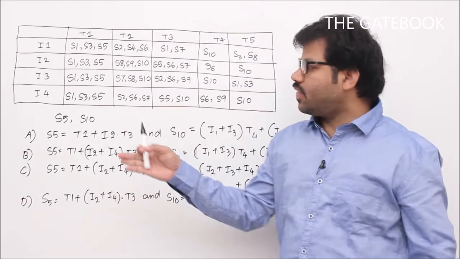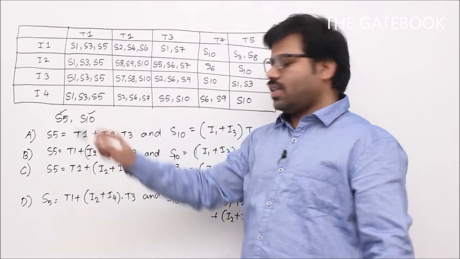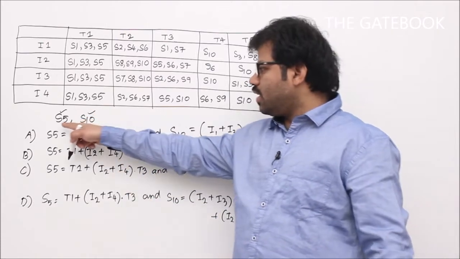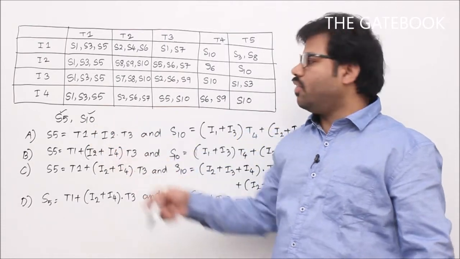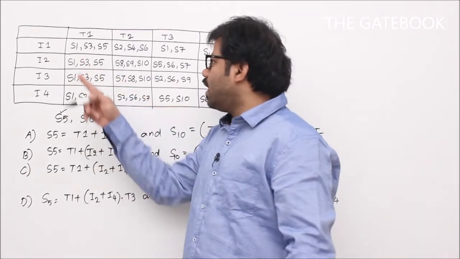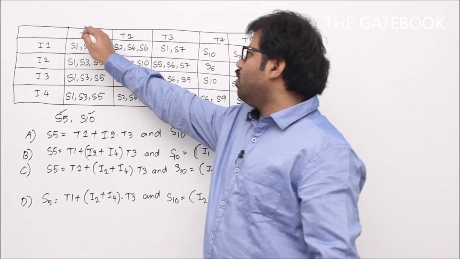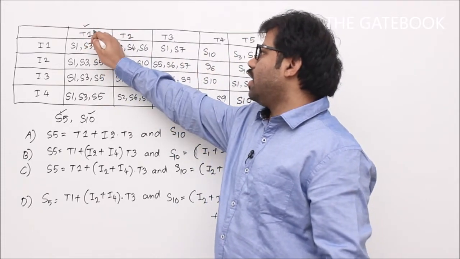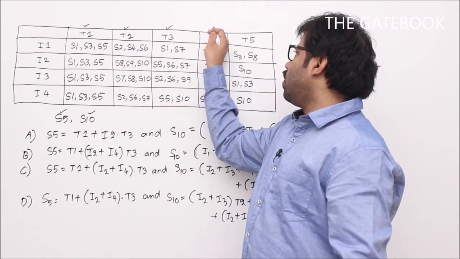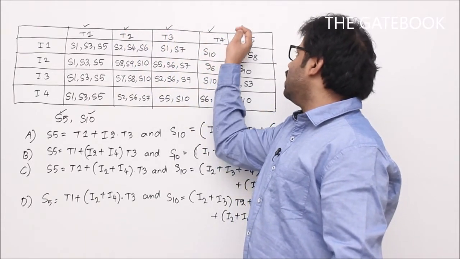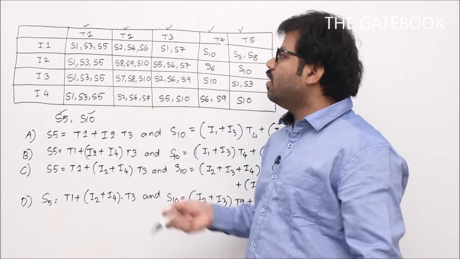See this question. In this question we have to find the equation for S5 and the equation for S10. That means when to assert signal S5 and when to assert signal S10. If you see the table, T1, T2, T3, T4, T5 are time periods. First clock cycle, second clock cycle, third stage, fourth clock cycle, fifth clock cycle. This will be repeated, right?